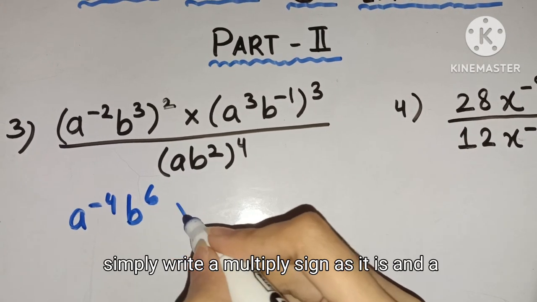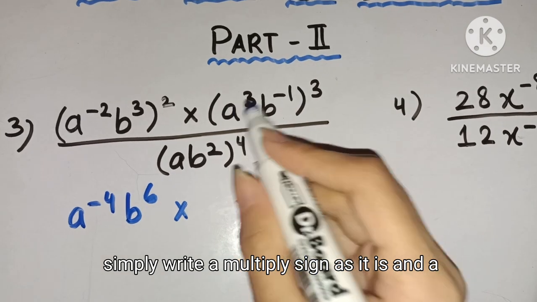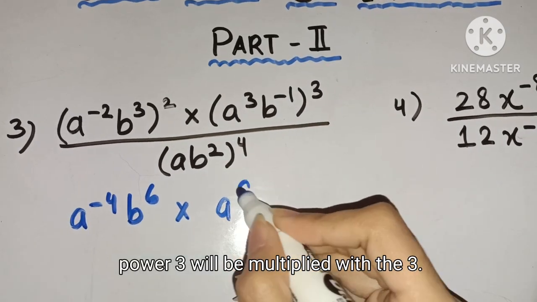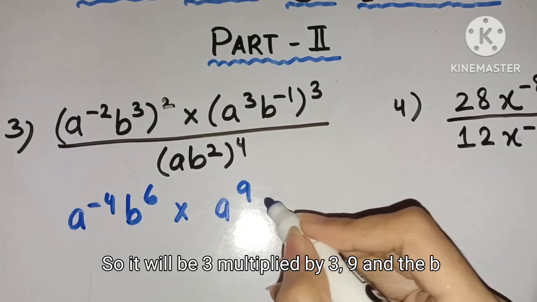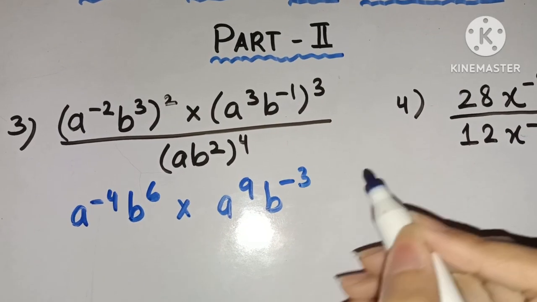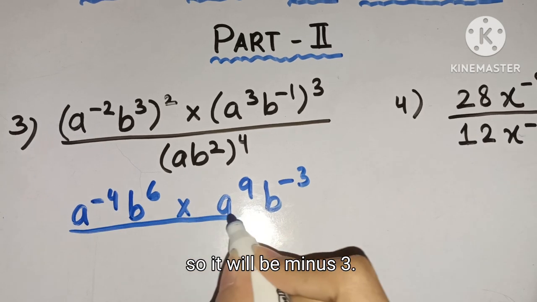Now we will simply write a multiply sign as it is, and the power 3 will be multiplied with the 3. So it will be 3 multiplied by 3, 9. And b power minus 1 will be multiplied with 3. So it will be minus 3.